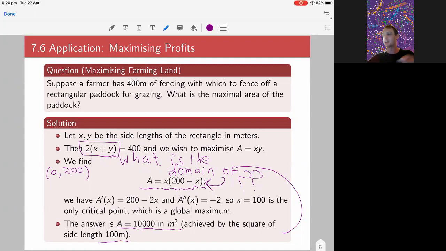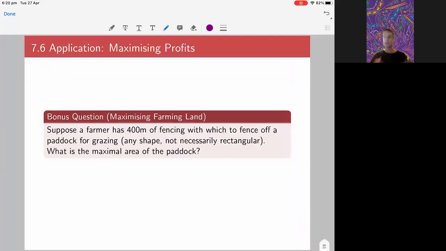Now, the very last thing I wanted to talk to you about in section 7 is not something that's really accessible at all, but I thought that this was a really interesting question. Let's suppose that we've got a farmer, same problem as before, 400 meters of fencing, he gets to fence off a paddock, except this time I'm not insisting that it's going to be a rectangle. It can be any shape you want. What is the maximal area of the paddock? Or perhaps a more general question, what is the best shape of this paddock?